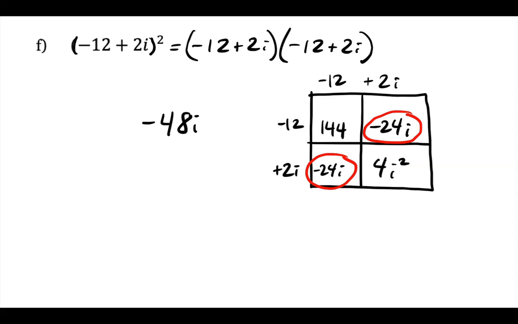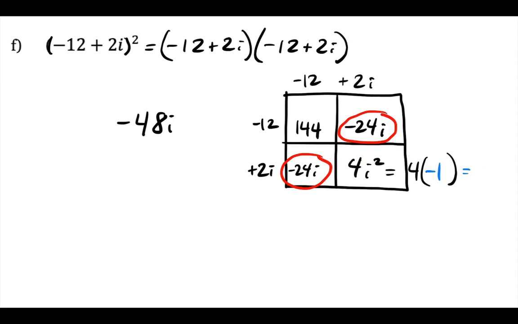So this one, I see that I have another i squared. I don't want an i squared. I need to change it, like I did the last two. So to change it, I'm going to replace it with a -1 instead. So instead of 4 times i squared, it's 4 times -1, which is -4.